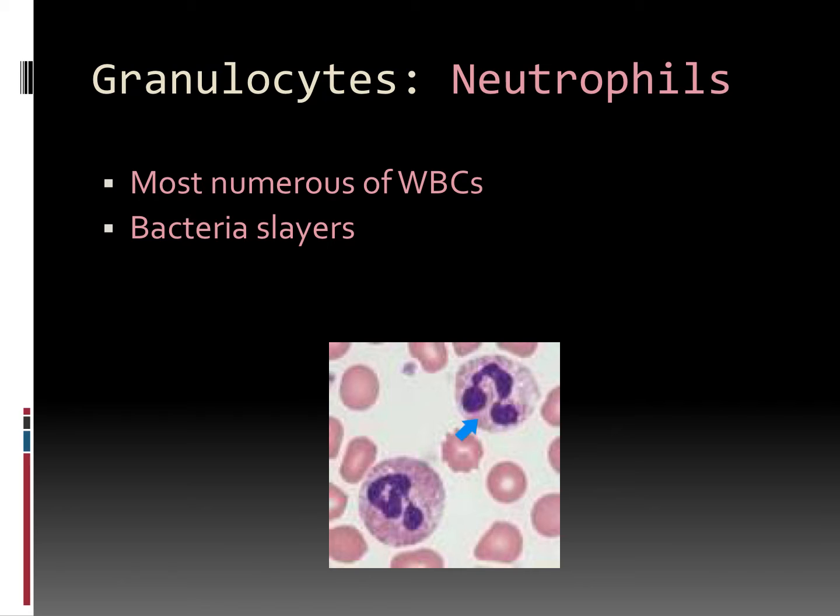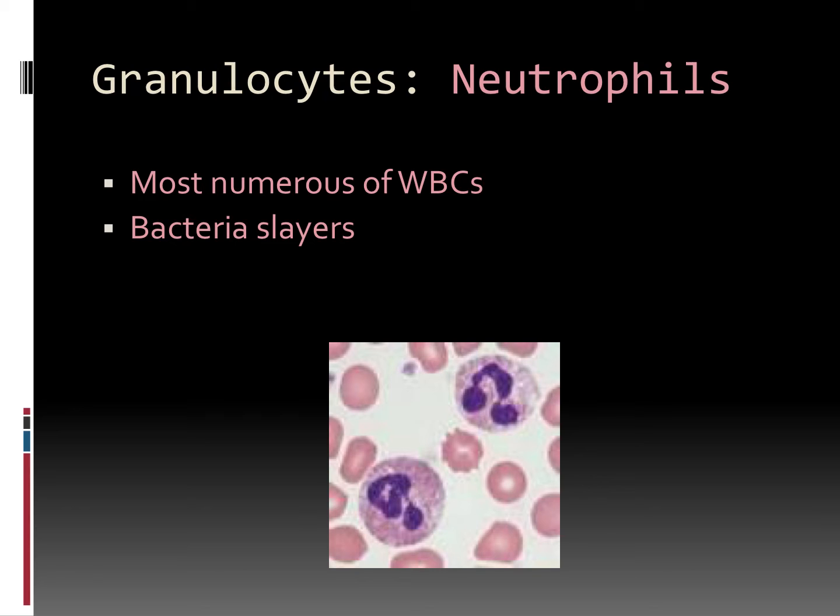So here you can see these are neutrophils in the picture. They are the most numerous of the white blood cell types, and they are bacterial slayers, right? So we come into contact with lots of bacteria, and so it makes sense, hopefully, that we would have a lot of the white blood cells whose job it is to hunt down and destroy bacteria.